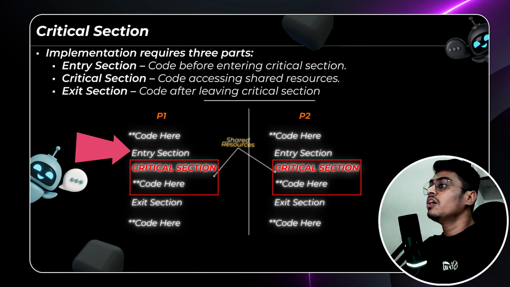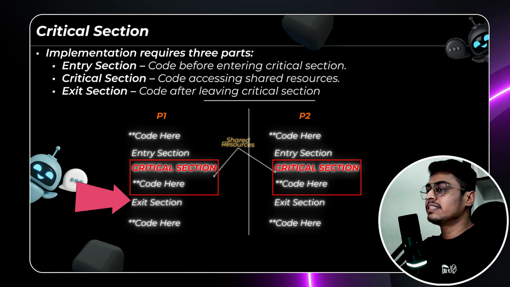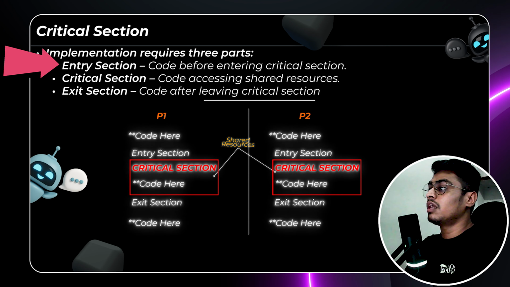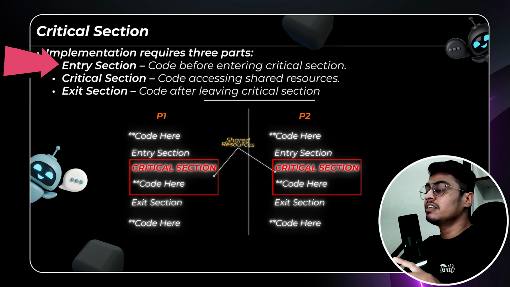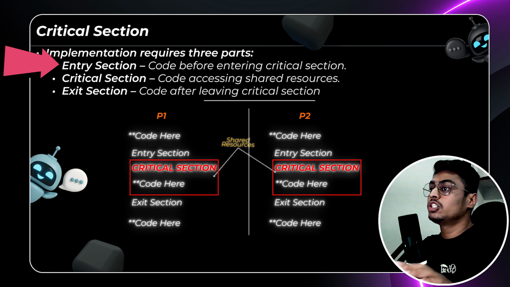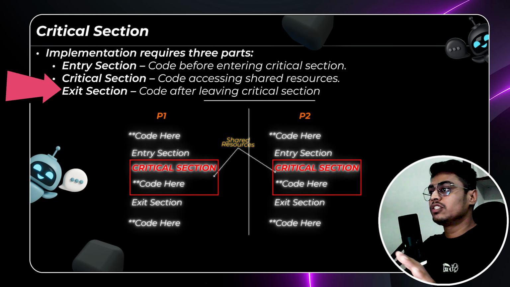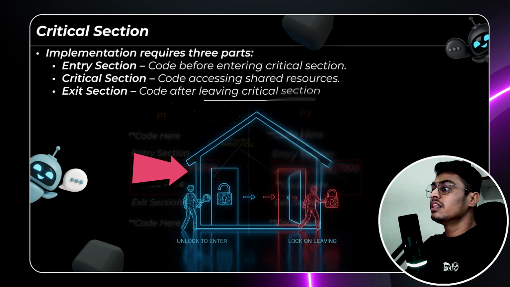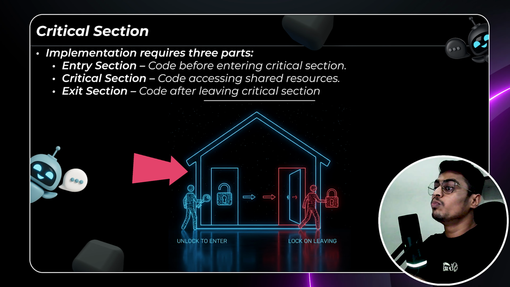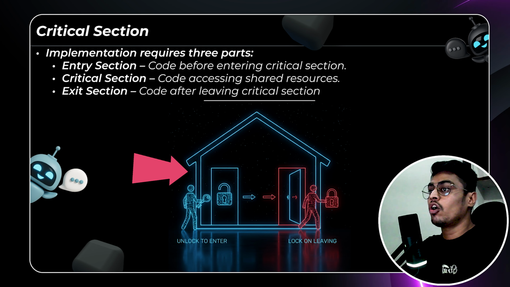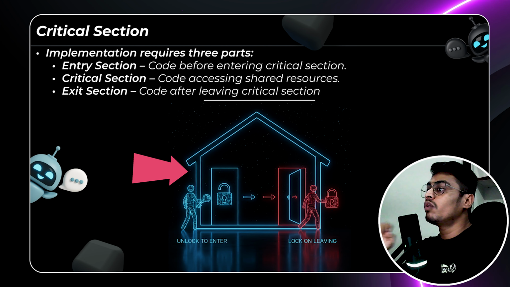To implement this, we add an entry section and an exit section around the critical section. Now, what is the entry section? The entry section is the code that a process must execute before entering the critical section. What is the exit section? Code executed when leaving the critical section. Think of it like a house with a lock. You must unlock to enter and lock when you leave. So this is the entry section, exit section, and critical section.